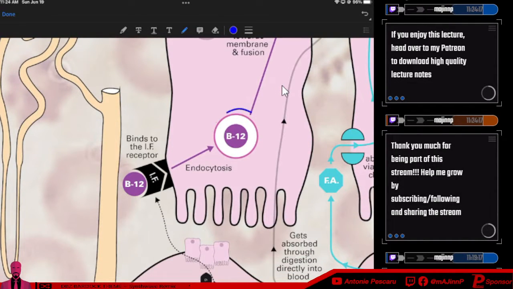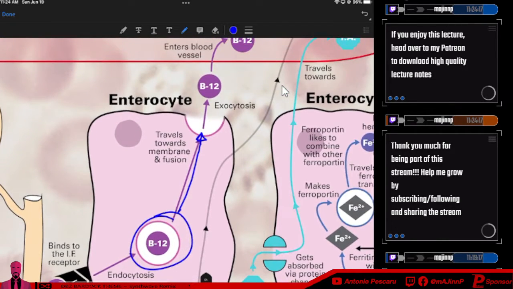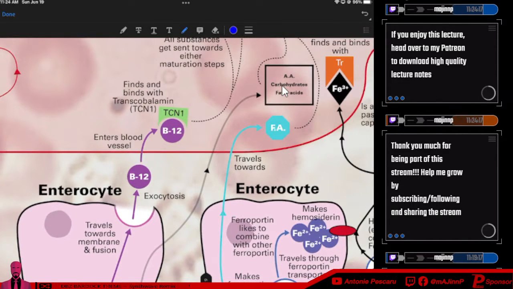Then it's going to get endocytosed, and then it's going to make its way into the membrane where it's going to fuse with it, and it's going to exocytose out into the bloodstream. Once it's inside of the bloodstream, there's another protein that helps it travel all the way to the spongy red bone marrow, and that protein is called Transcobalamin, if you want to know about it a little bit more.